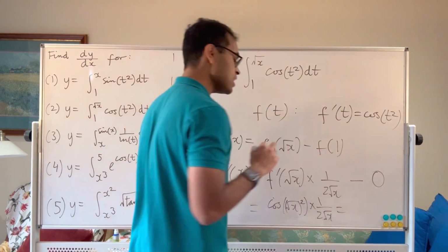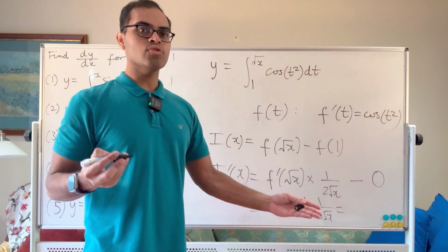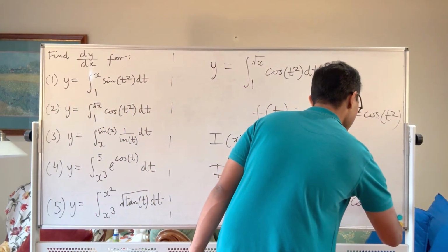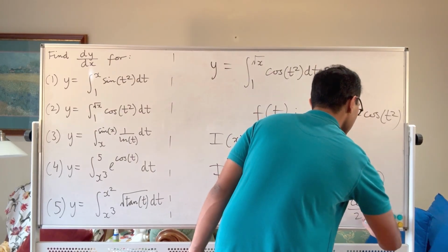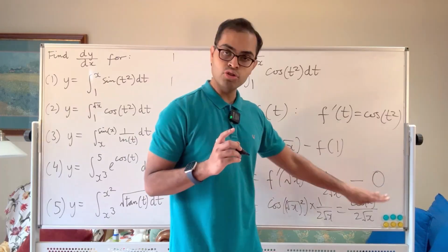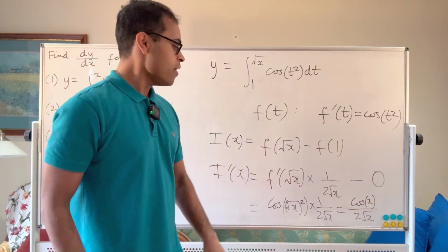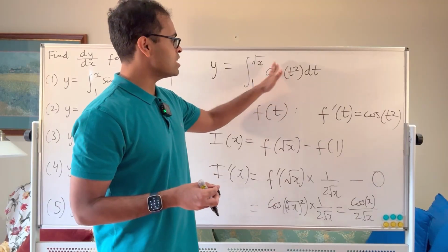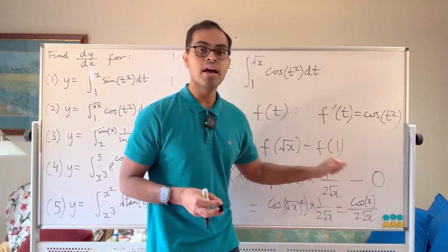And of course, cosine of the square root of x squared, the square root of x squared is just x. So we're going to get cosine of x divided by 2 root x. And that's going to be our derivative. And again, it's important to check we should not have a t in our final answer. That's our answer, and it's sort of engineered, I engineered the cosine t squared and the square root x, so it kind of nicely cancels out.